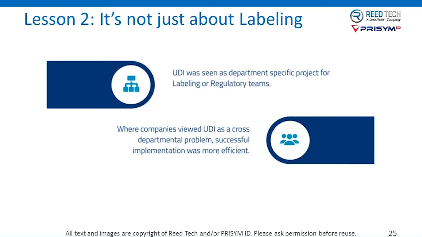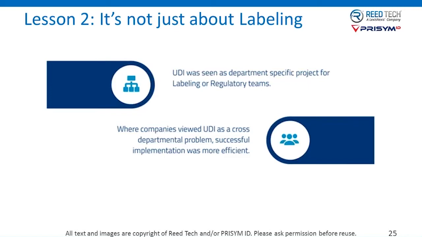Some companies identified it as a label design and regulatory issue and maybe set up a project to deal with each of those separately. But as we said earlier, where the companies viewed the FDA UDI requirement as a cross-discipline or cross-departmental problem, that's where the implementations were most successful, bringing the different skill sets in from the different groups within the organization, for example, involving people from production, people from QA. They bring their different experiences, their different knowledge, and they can share that across the team.